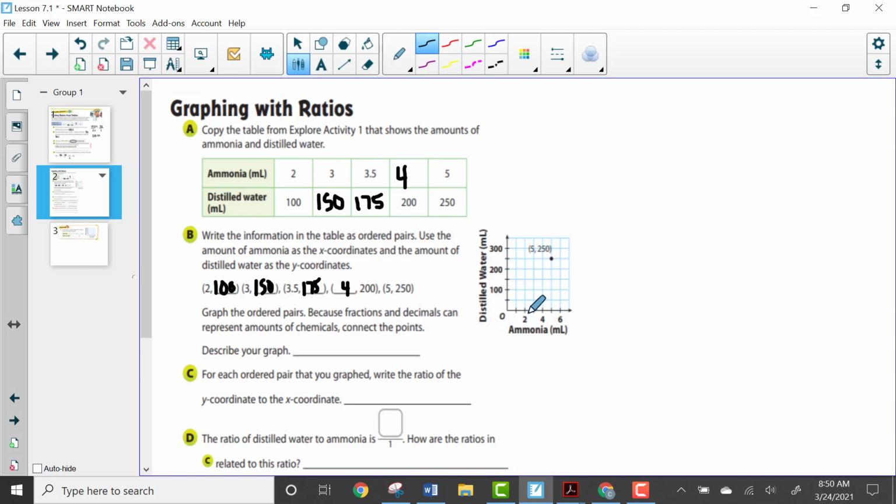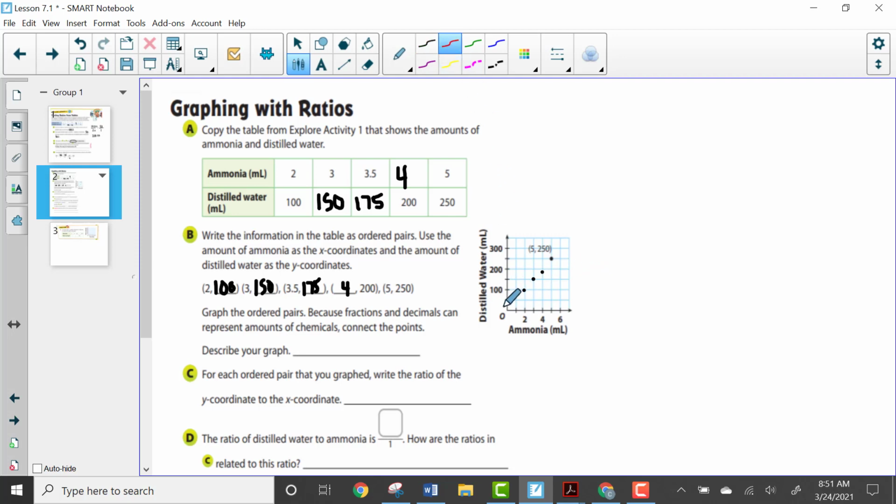So we have 2 to 100, so we go over 2, plot our point at 100. 3 to 150, so we go 3 here, and then we have 150 there. 4 to 175. Plot our point right at 175, kind of between the 150 and the 200. And then we already have our point of 5 to 250 already plotted there. Now that we have this plotted, what we're going to do is just connect these dots.